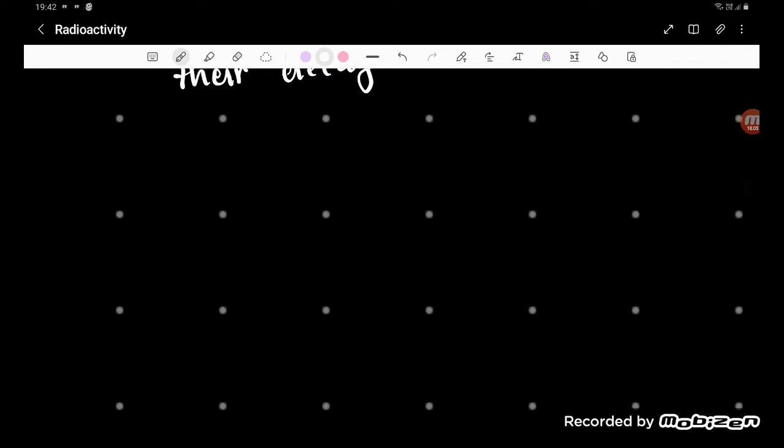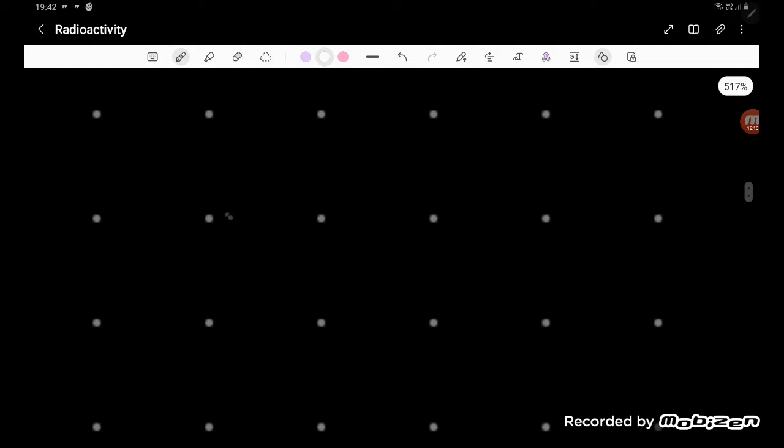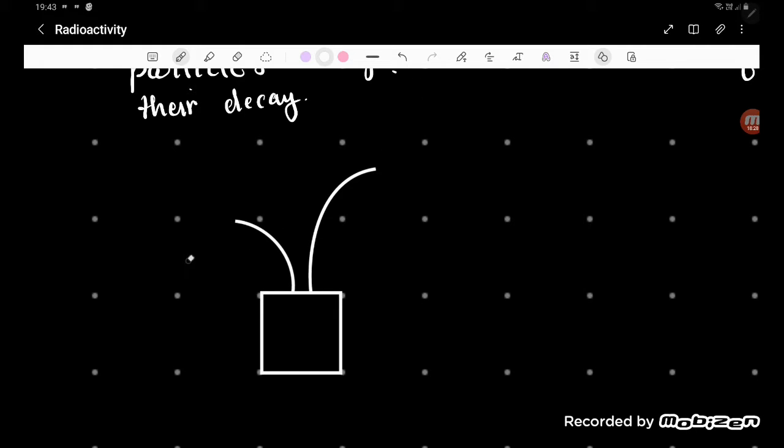So let me write down the diagram for you, because diagrams are important. Imagine there's a box, or this is the substance. From here come three radiations. Three radiations. One.